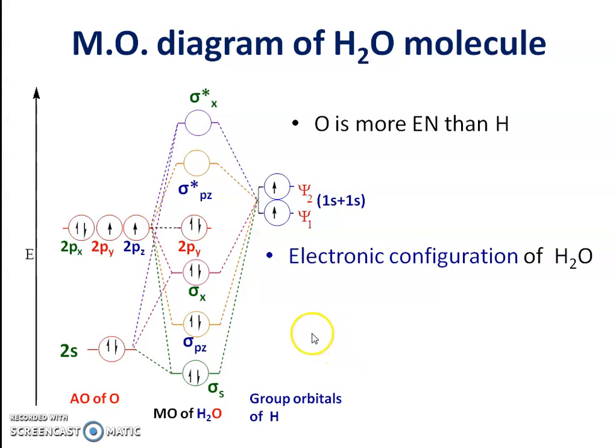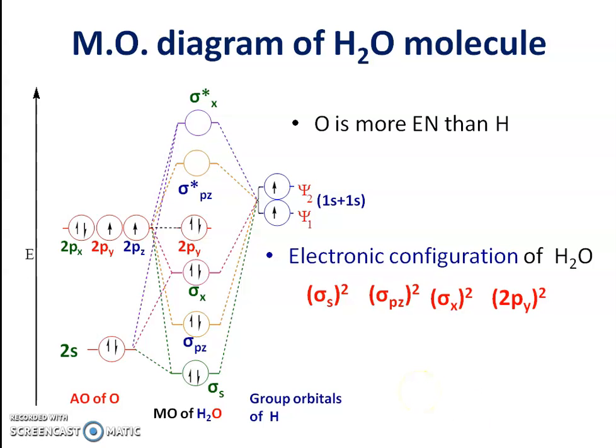Electronic configuration of water is: lowest energy orbital is sigma s, and therefore sigma s2. Now the next higher energy molecular orbital is sigma pz, so sigma pz2. Next higher energy orbital is sigma x, it also contains a pair of electrons, so sigma x2, and this non-bonding orbital also contains a pair of electrons, so 2py2. So in this way in water electrons are filled.